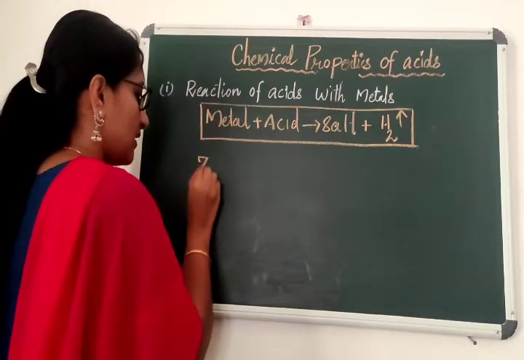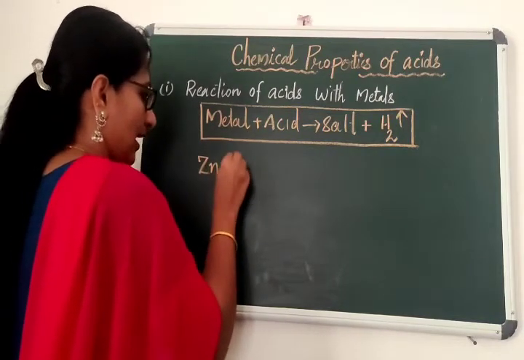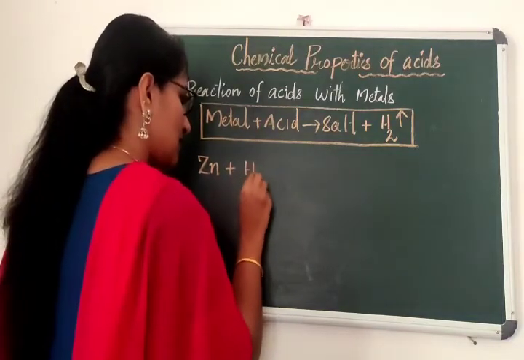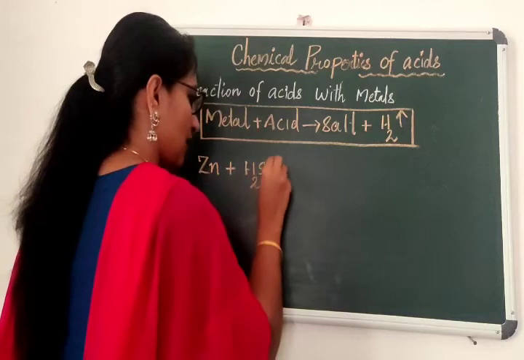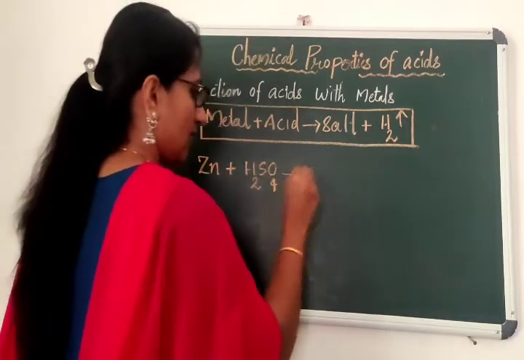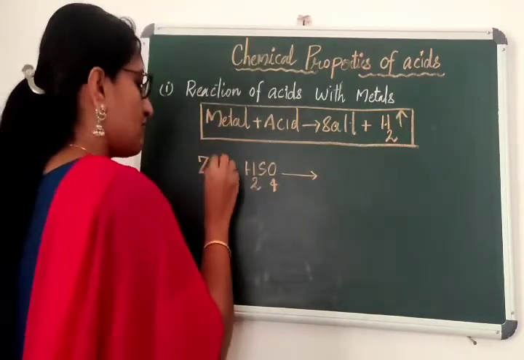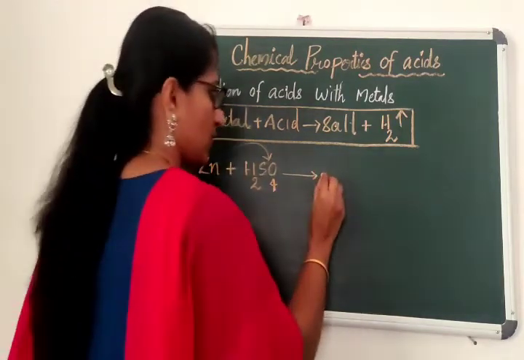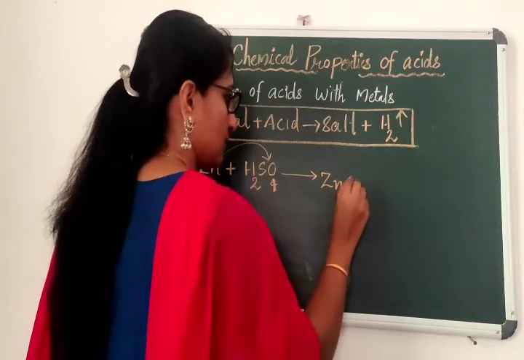Suppose if you take zinc metal and add any dilute acid, if I add dilute sulfuric acid, H2SO4, so that time you will get first the corresponding salt is produced. Zinc sulfate is produced. That is a salt. Zinc sulfate.